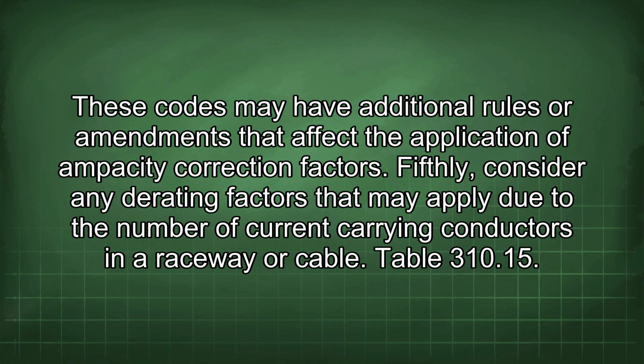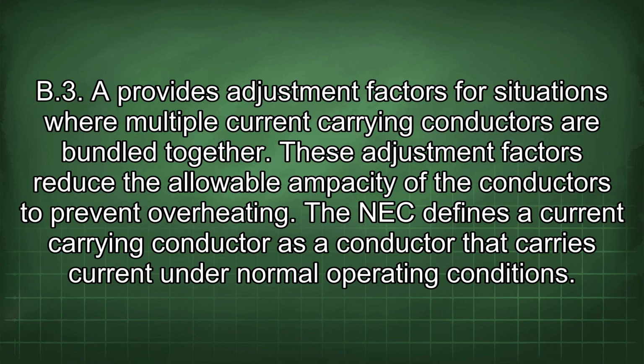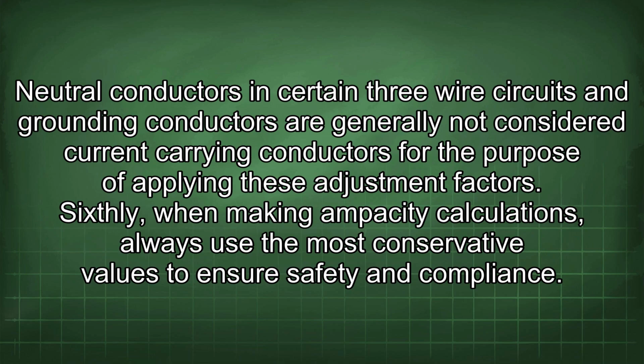Fifthly, consider any derating factors that may apply due to the number of current carrying conductors in a raceway or cable. Table 310.15(B)(3)(a) provides adjustment factors for situations where multiple current carrying conductors are bundled together. These adjustment factors reduce the allowable ampacity of the conductors to prevent overheating. The NEC defines a current carrying conductor as a conductor that carries current under normal operating conditions.